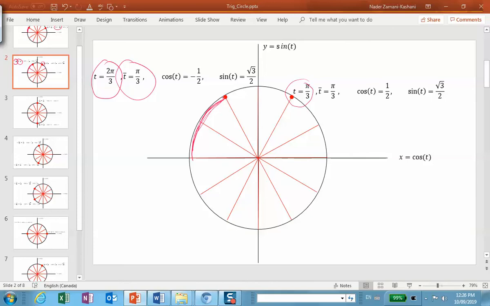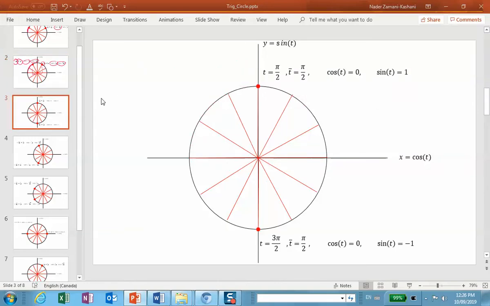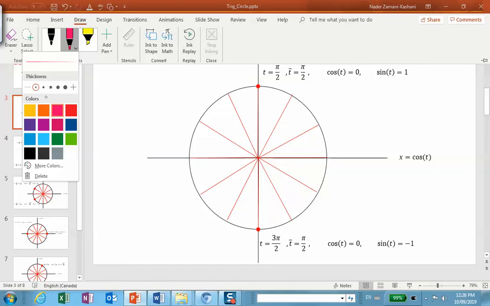Notice that again, these 2 points have the same height. Therefore, the sine is the same, √3/2, and the cosine is off by a minus sign. The cosine is the horizontal axis. This is negative, as you can see, as opposed to this one that's positive. So we sorted this out. Every time I go to this, I have to change the pen.